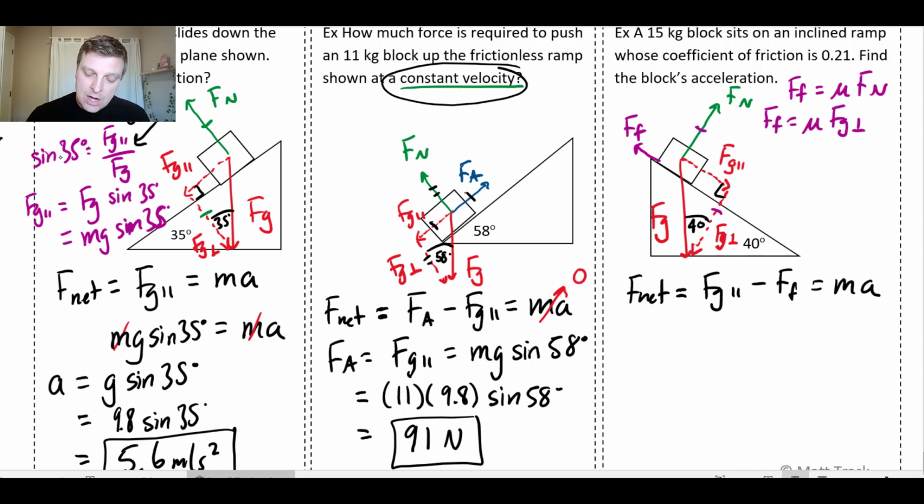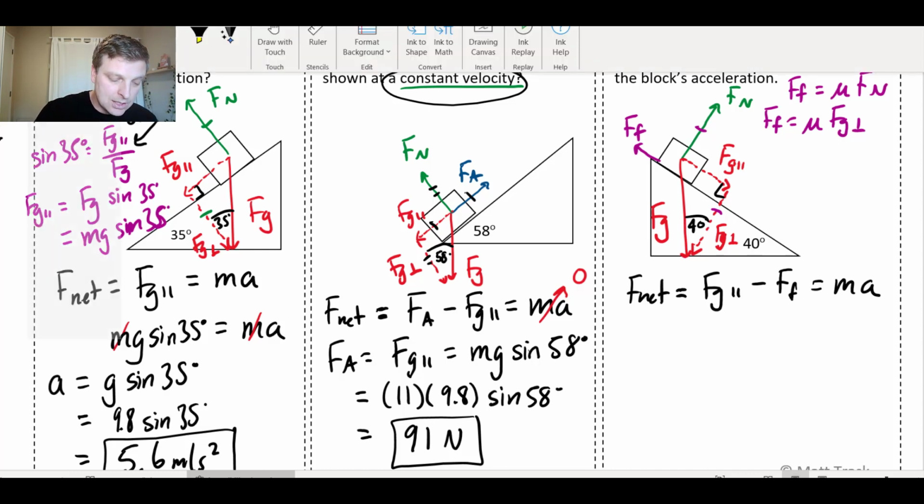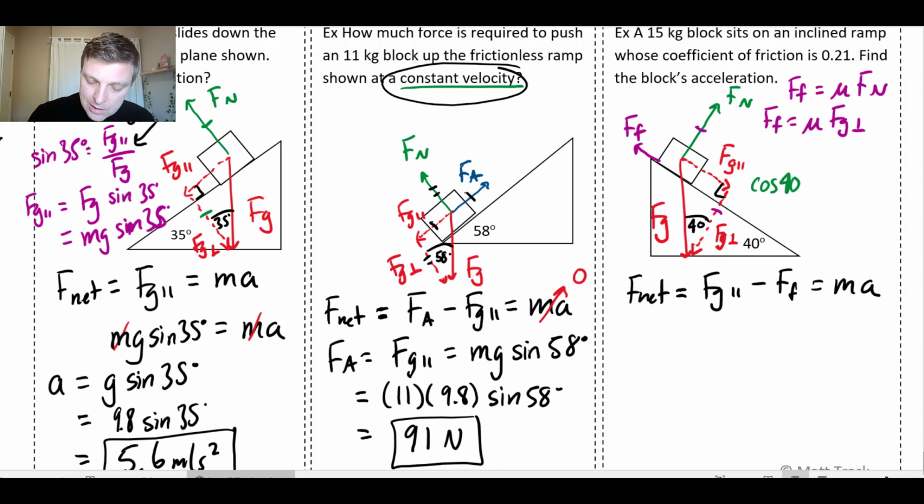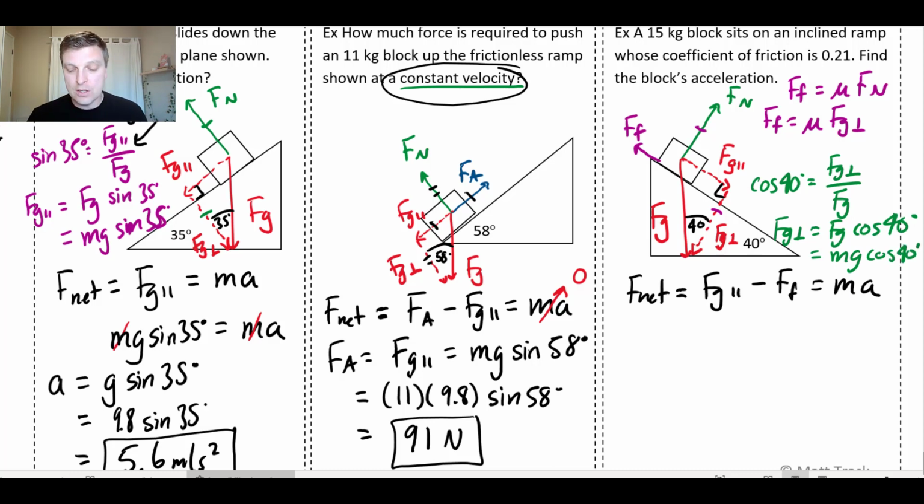Now, from this triangle here, I could do a little solution and say cosine of 40 degrees is going to equal Fg perpendicular over Fg. So that means that Fg perpendicular is going to equal Fg times the cosine of 40 degrees. I apologize, it's getting a little bit squished there, but Fg is just mg, so this is m times g times the cosine of 40 degrees.